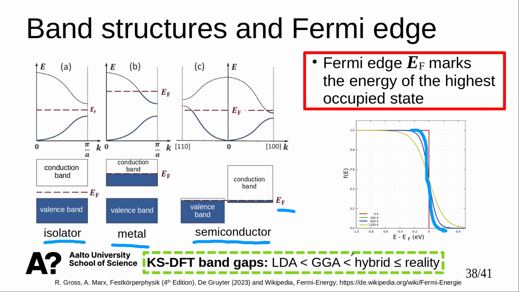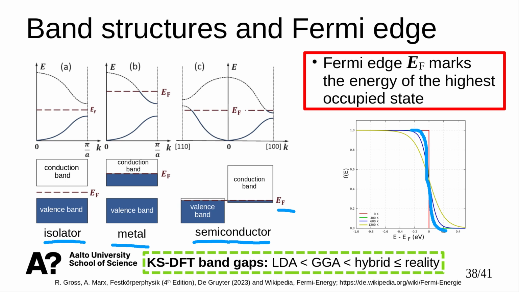And then hybrid is usually what people use to compute band gaps. That still usually underestimates the reality, but it's a good way to compute band gaps. So keep that in mind. If you want to compute a band gap, choose the right method.